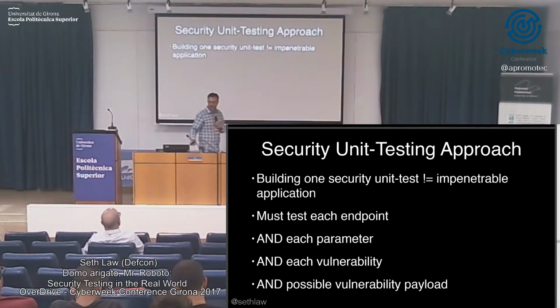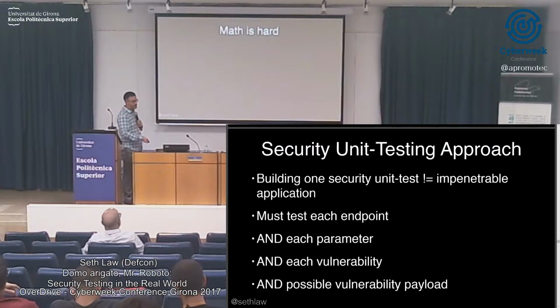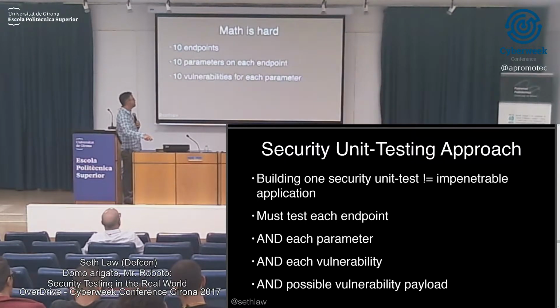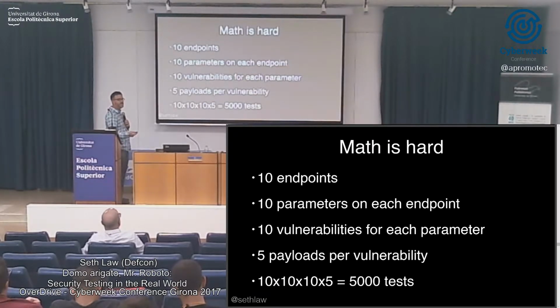All right, so the approach that we want to take for security testing, right? Just because you build one security unit test does not mean you've got an impenetrable application. You've got to test each endpoint, each parameter, each vulnerability, and each possible vulnerability payload. If you look at any of the dynamic tools that are out there, this can take a long time. Math is hard because if we look at 10 endpoints, 10 parameters, 10 vulnerabilities, and 5 payloads, right? All of a sudden that's 5,000 tests. It could take longer than you expect.